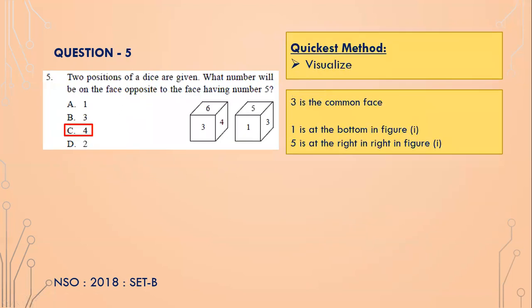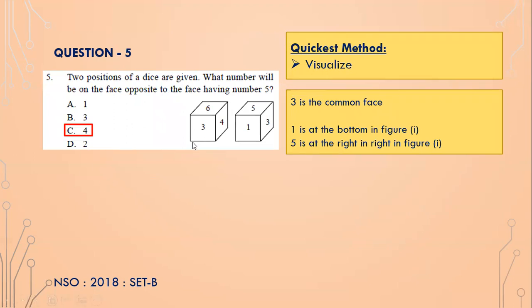Two positions of a dice are given. What number will be on the face opposite to the face having number 5? Okay, so again visualize. The common number is 3, and 6 and 4 are here, and 3 is here, and 5 and 1 are here. So we can visualize that 6 and 4, 1 is at the bottom in the figure, isn't it?